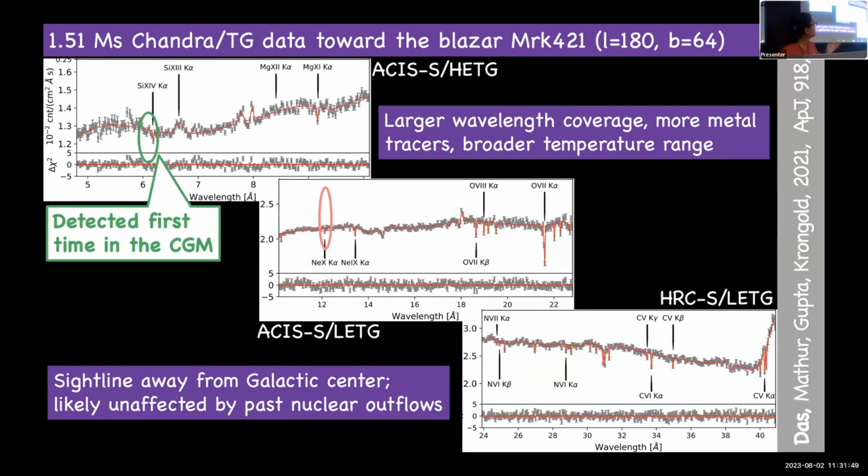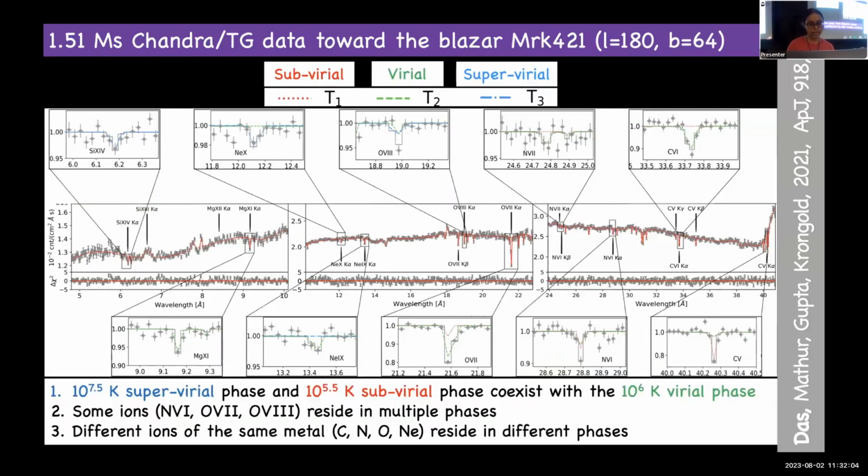For example, this is at l equal to 180. So this is pretty much away from all the Fermi bubbles and eROSITA bubbles. And here we pretty much find the same thing, except that now we have a larger set of metals. And here we find, in addition to the virial and super-virial phase, we also have a sub-virial phase, which is usually found in UV, but here we have a better constraint.